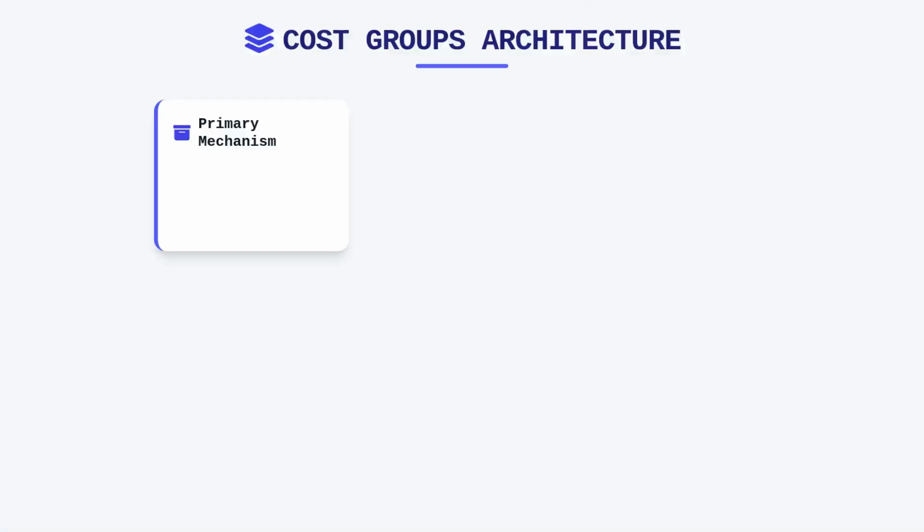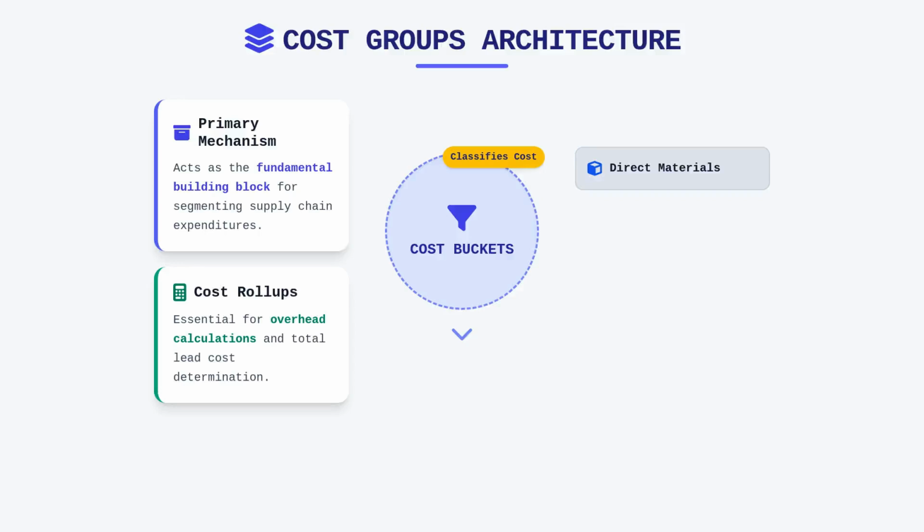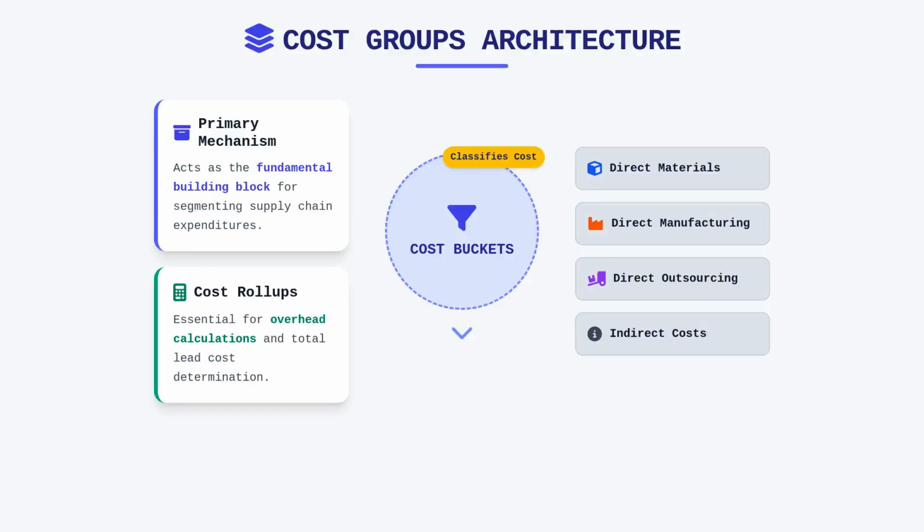Cost groups serve as the primary mechanism for segmenting expenditures within the supply chain, acting as the fundamental building blocks for cost roll-ups and overhead calculations. When we configure a cost group, we are essentially defining a bucket that classifies specific elements of an item's production or acquisition cost. By assigning a cost group type, such as direct materials, direct manufacturing, direct outsourcing, or indirect, we enable the system to treat these costs differently when calculating total lead costs or applying overhead burdens.